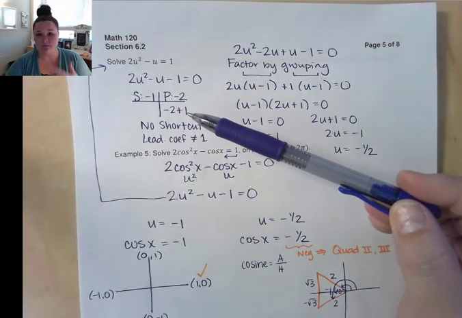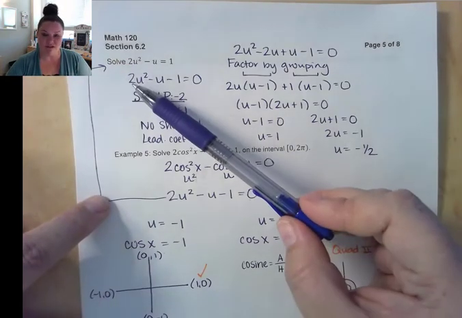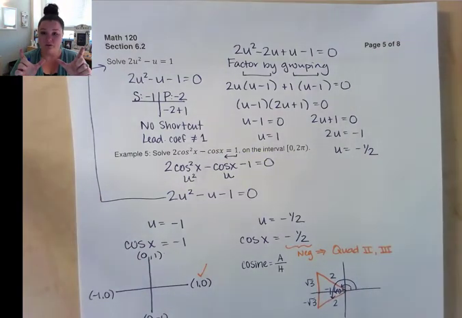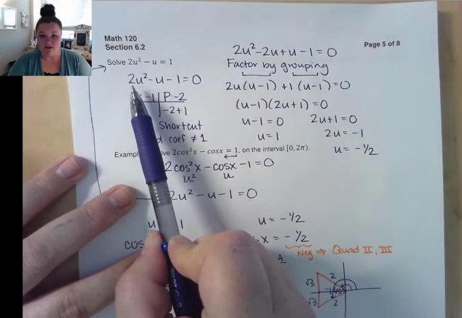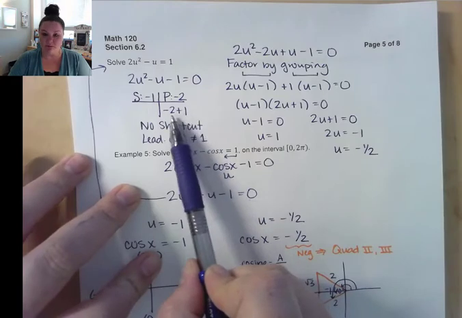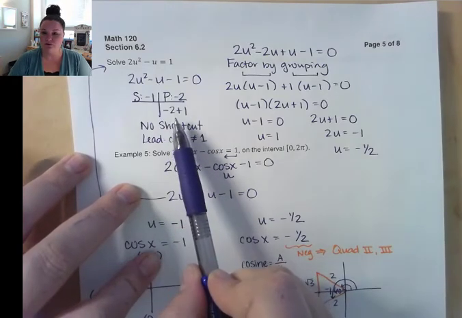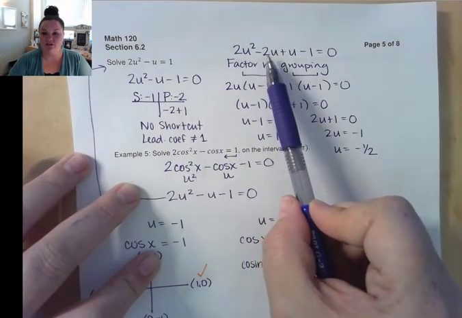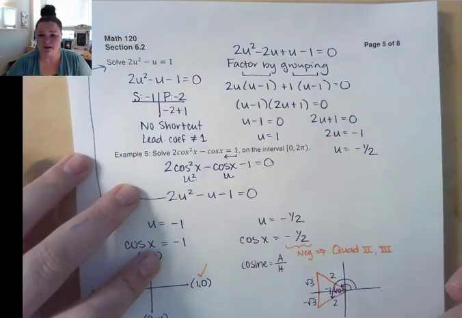And if you took my college algebra class, you know we had the shortcut that anytime the leading coefficient is a 1, the numbers in your chart become the numbers in your factored quantities. But we can't use that shortcut here because notice our leading coefficient is not a 1. So we have to take the two numbers from our chart and replace this middle term with those two numbers. So that gives us 2u squared minus 2u plus u minus 1. And now we can factor by grouping.